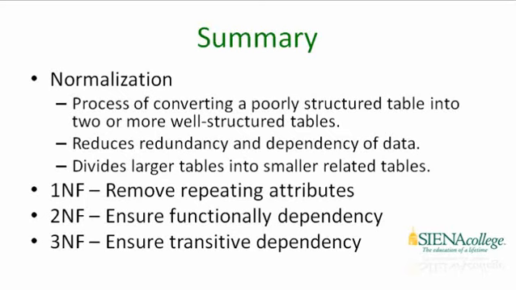So in summary, database normalization is the process of converting a poorly structured table into two or more well-structured tables. Normalization reduces the redundancy and dependency of data, and divides larger tables into smaller related tables. First normal form removes repeating attributes. Second normal form ensures functional dependency. And third normal form ensures transitive dependency.